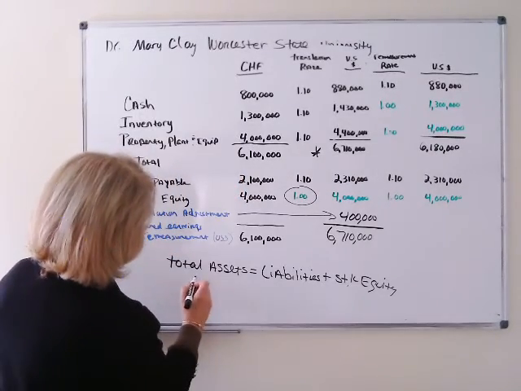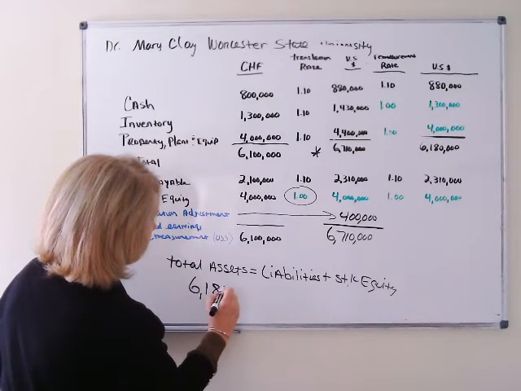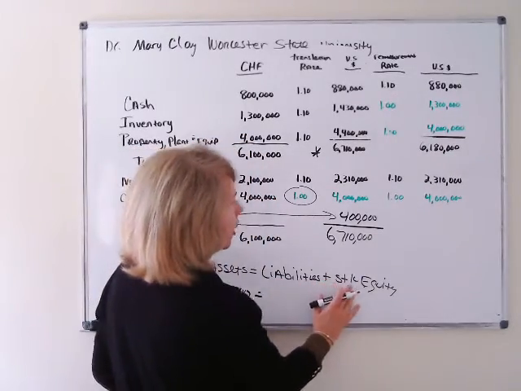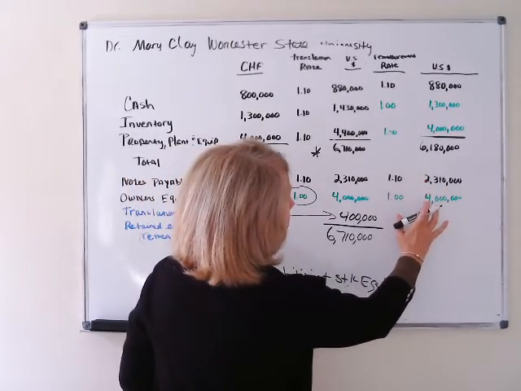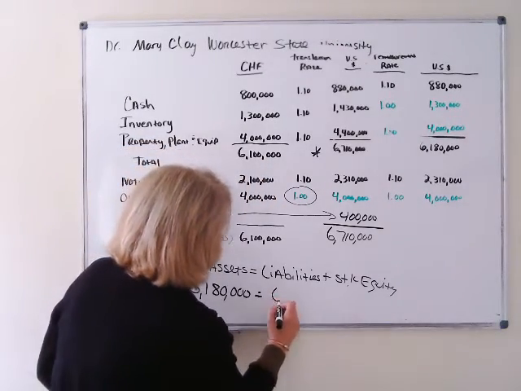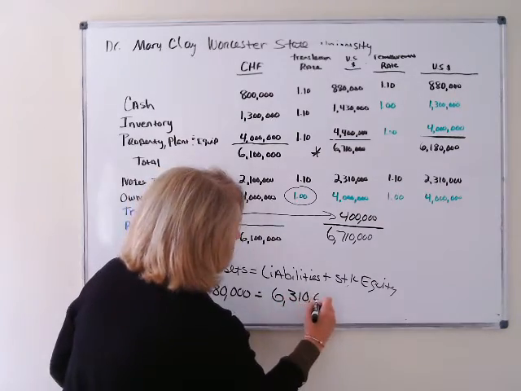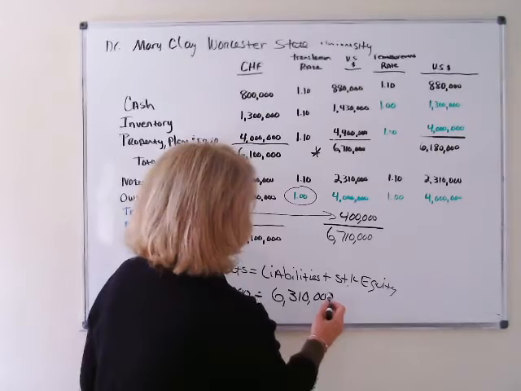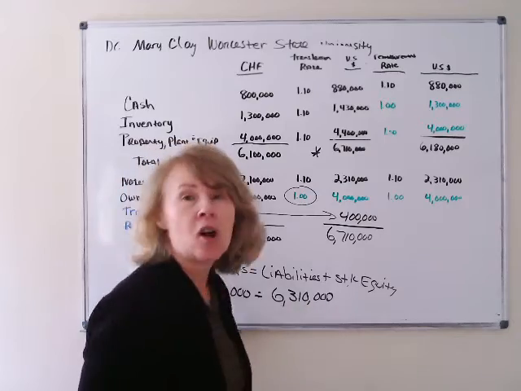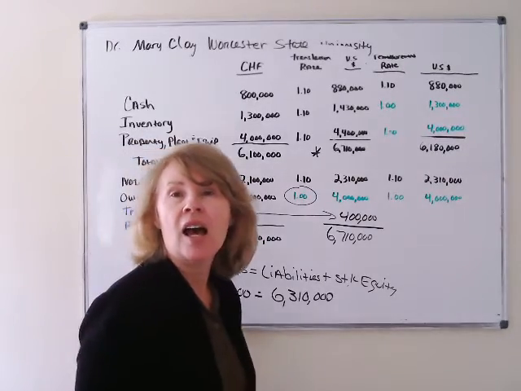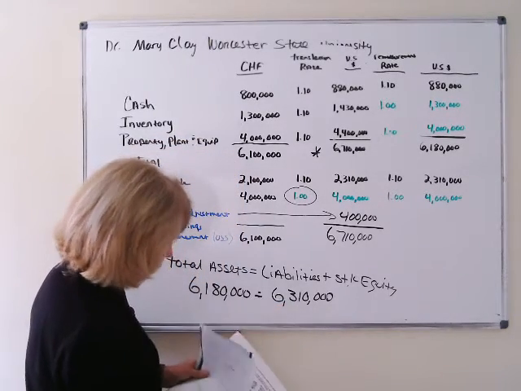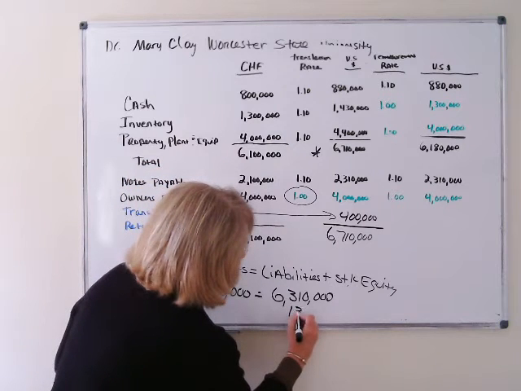I'm going to take my total assets, 6,180,000, and I'm going to equal my liabilities plus stock equity. So I'm going to take my liabilities plus stockholders' equity, and I total those two together, and that gives me 6,310,000. All right, everybody watch. This is different than the last one. Well, look, my liabilities plus stockholders' equity are more than my assets. I have a loss. Take the difference between the two, 6,310,000 minus 6,180,000. Well, it's 130,000.